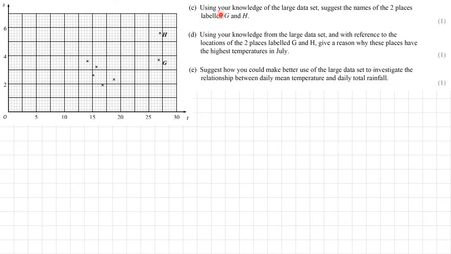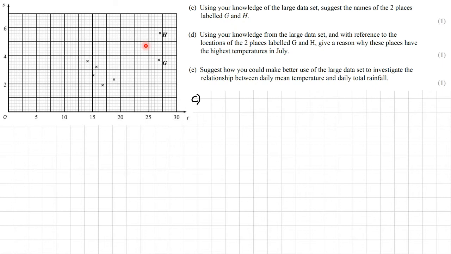Part C. Using your knowledge of the large data set, suggest the names of the 2 places labelled G and H. Now, the question did say that all of these places are in the northern hemisphere, so they're either in the UK, China or Florida. The only location in the southern hemisphere is Perth in Australia, and it's not one of those. So we have UK locations, we have Beijing in China, and we have Jacksonville in Florida.